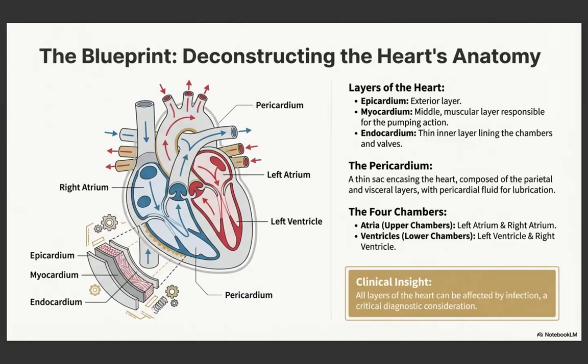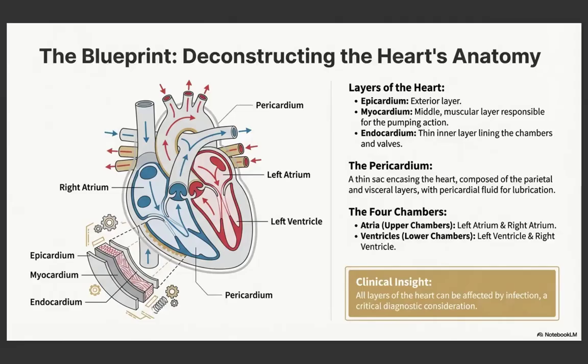And then your pericardium, just remember peri, ouch, P and P. The pericardium is the little sac around your heart. It's all the parietal and visceral layers, and there's fluid in there for lubrication of the heart.